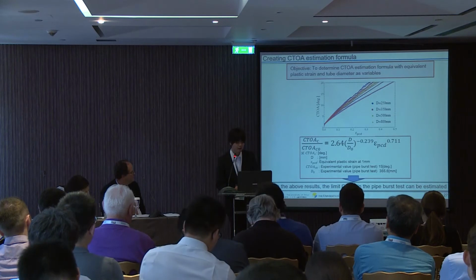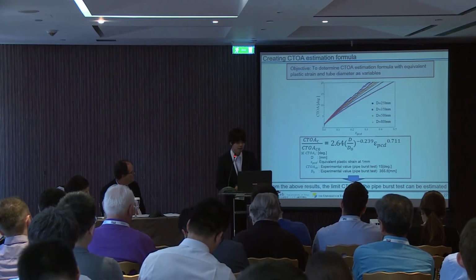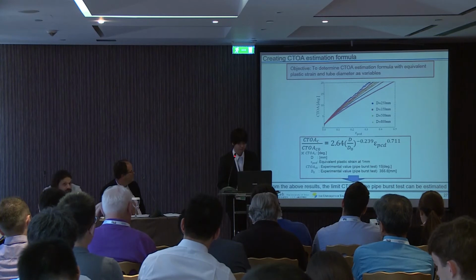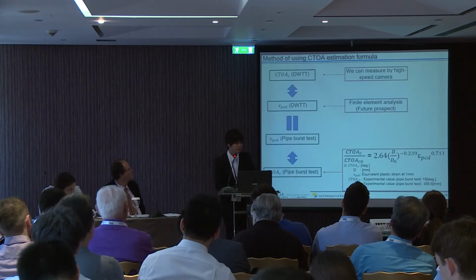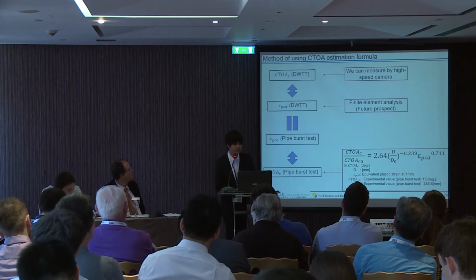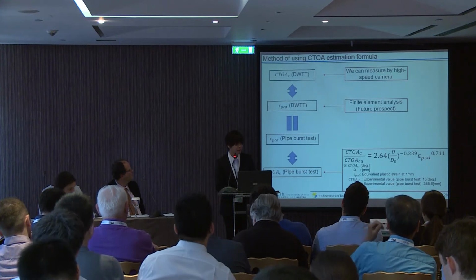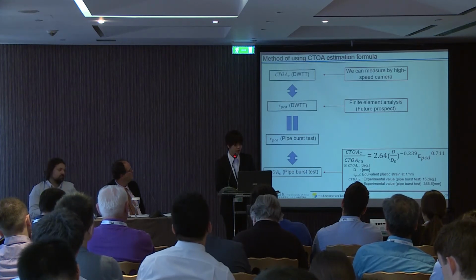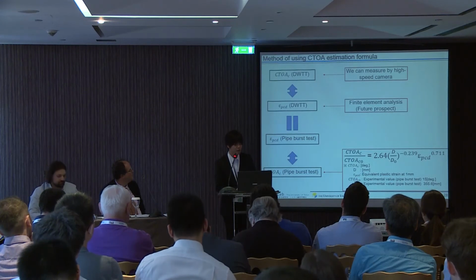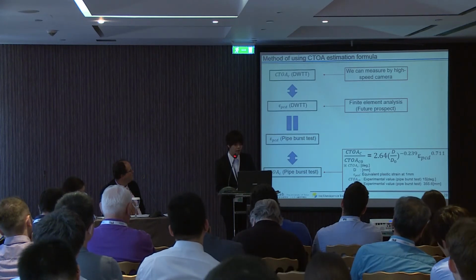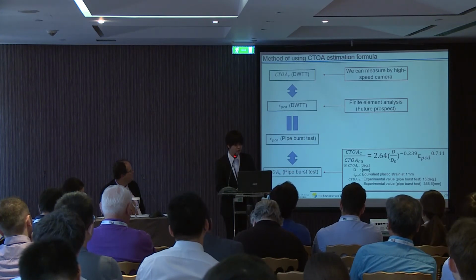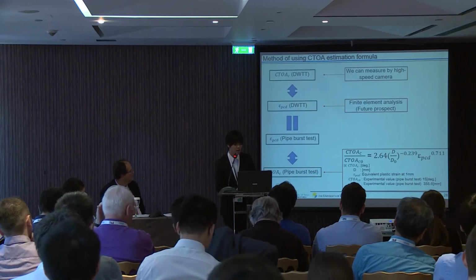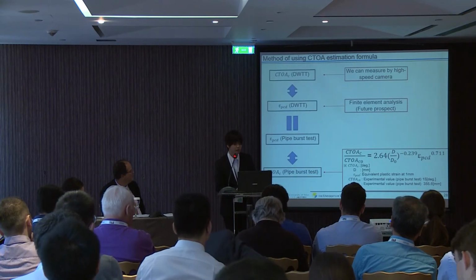From the above results, the CTOA resistance in the pipe burst test can be estimated. I will explain the method of using the CTOA estimation formula. Firstly, we can measure CTOA in DWTT by high-speed camera. Secondly, we need to determine the effective PCD in DWTT by finite element analysis. This is a future prospect. Thirdly, we can determine CTOA in the bypass test by this formula.